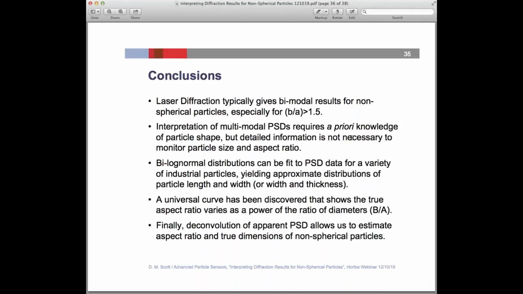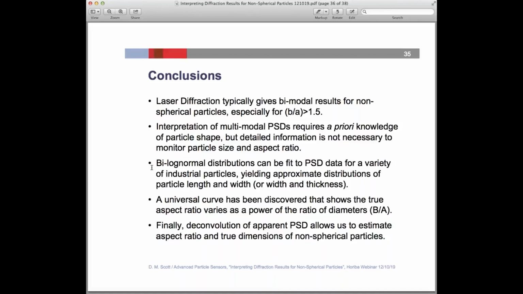The second conclusion is that we can interpret multimodal PSDs only if we have a priori knowledge of particle shape, or at least we can put it under a microscope of some sort and get information about it. But we don't really need to know detailed information. So you don't need to know the actual aspect ratio. You don't need to know eccentricity or anything like that. You have to be able to get a feel for, is it mostly spherical or is it mostly cigar shaped?